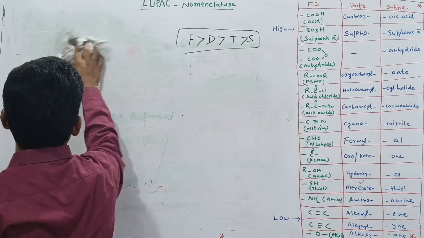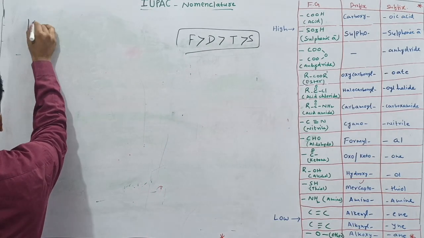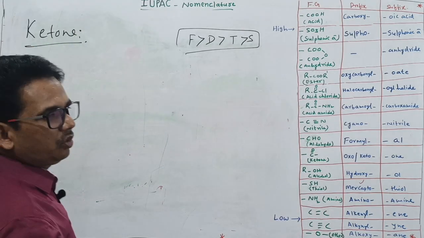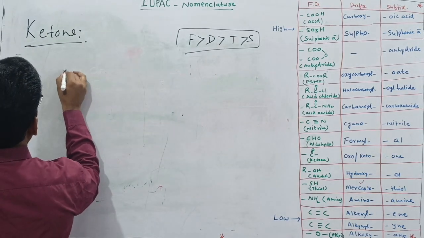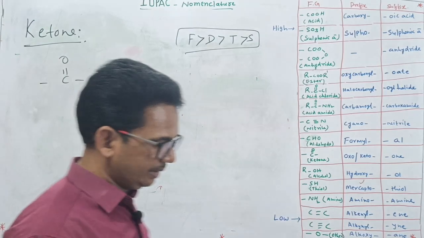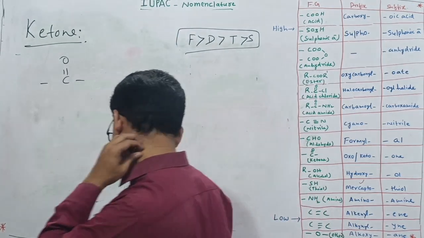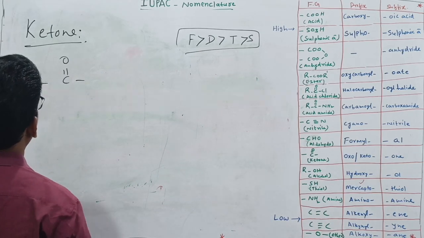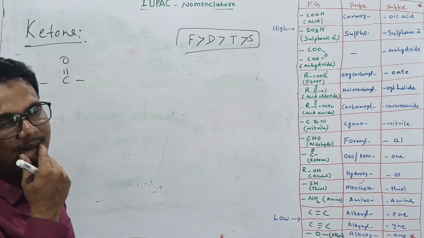Now we'll go for another functional group. Ketone. कीटोन का functional group क्या है? क्या है? C double bond O. ए साइड भी substitution रहेगा, ए साइड भी substitution रहेगा, दो साइड भी क्या रहेंगे? Substitution रहेगा. Okay, then how are we writing the IUPAC name for this one? How are we writing?